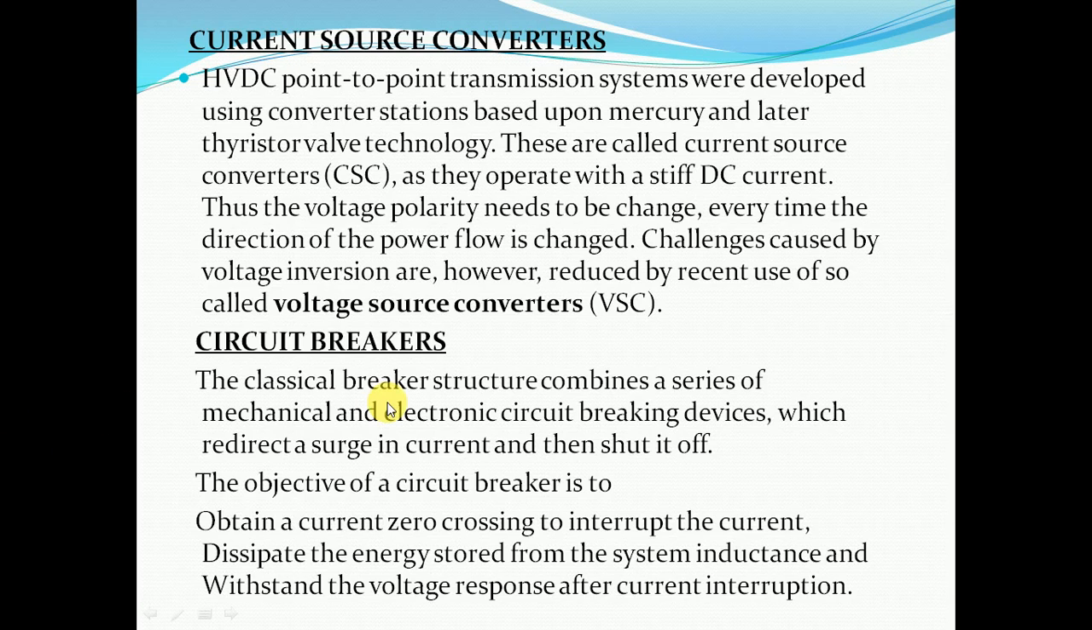Now, third is circuit breakers. The classical circuit breaker structure combines a series of mechanical and electronic circuit breaking devices which redirect a power surge in a current and then shut it off. Hence, the objective of a circuit breaker is to obtain current zero crossing to interrupt the current, to dissipate the energy that is stored in the system, and withstand the voltage response after current interruption.